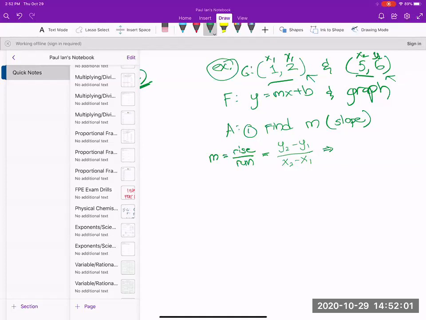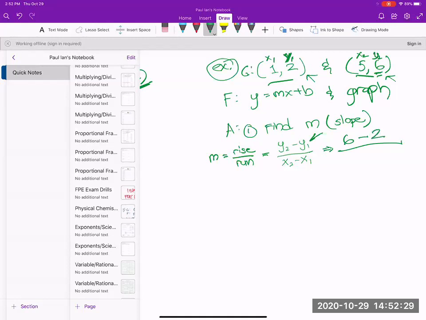Wait, what? So this is the variable. Tell me the numbers to put in here. What do I put up top? The numerator. Oh, y2. What is y2? 6. This guy, right? Yeah, 6. And then what's y1? This is y1, right? 2. So minus 2.